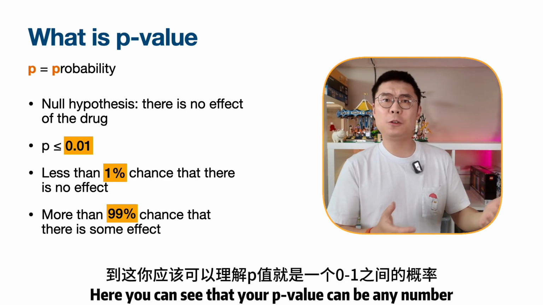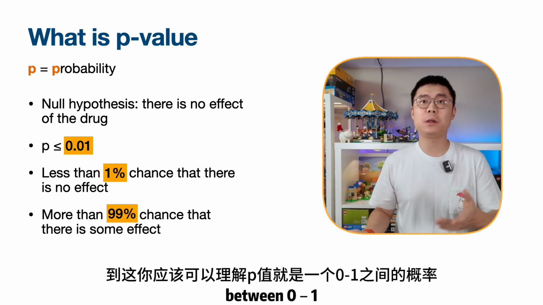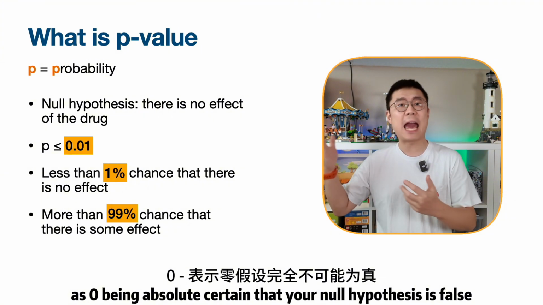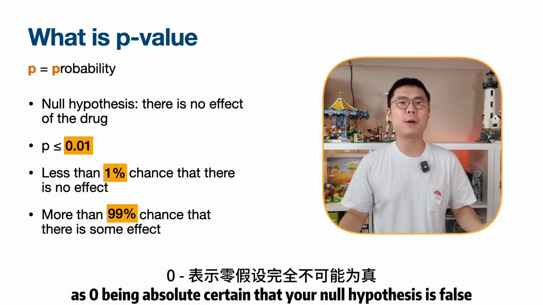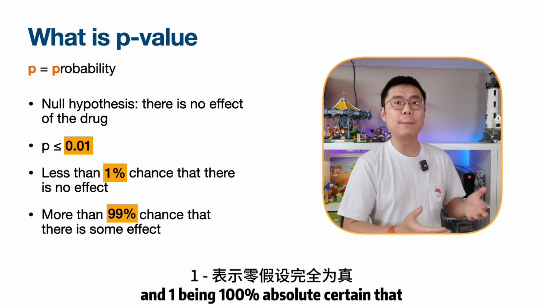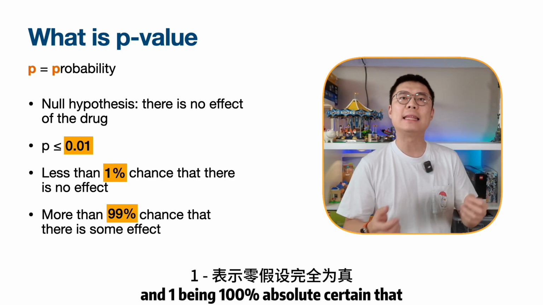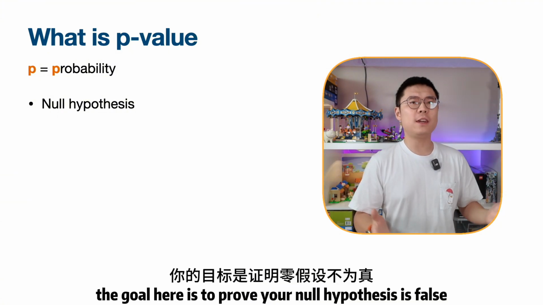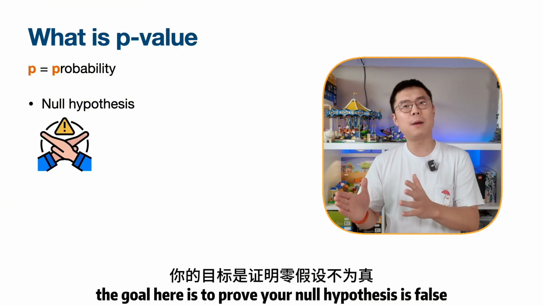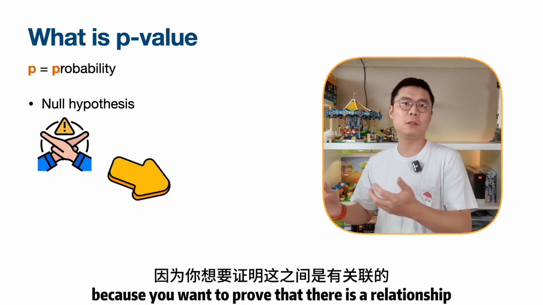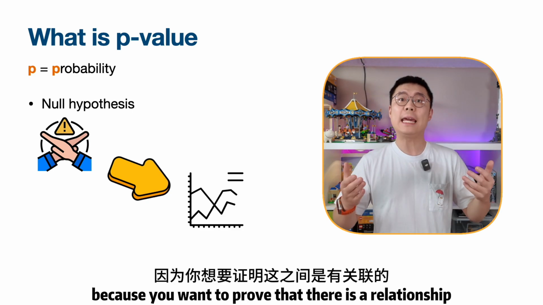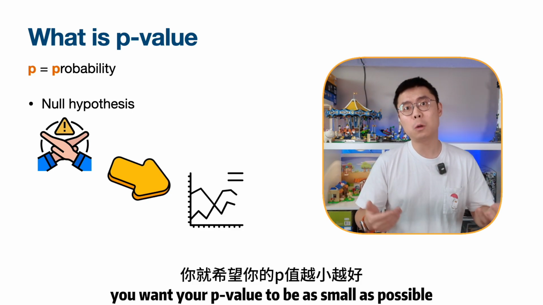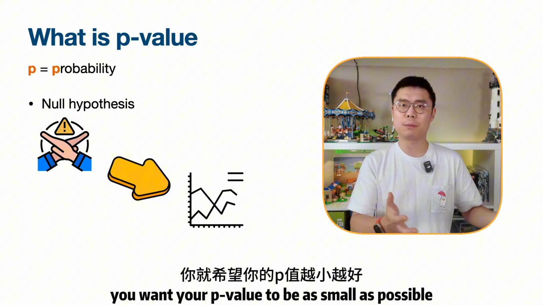Here you can see that your p-value can be any number between 0 to 1, as 0 being absolutely certain that your null hypothesis is false, and 1 being 100% absolute certain that your null hypothesis is true. Again, the goal here is to prove your null hypothesis is false because you want to prove that there is a relationship. Therefore, you want your p-value to be as small as possible.